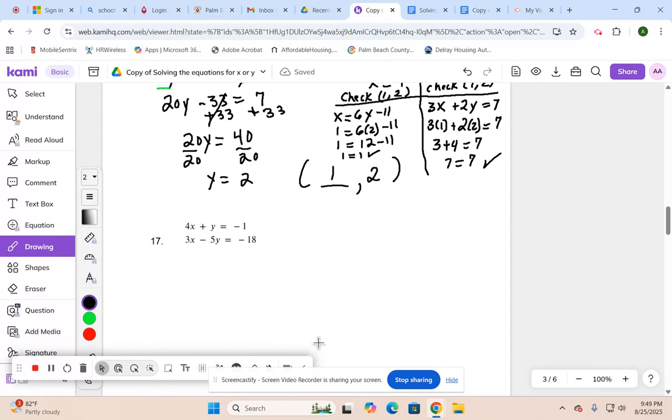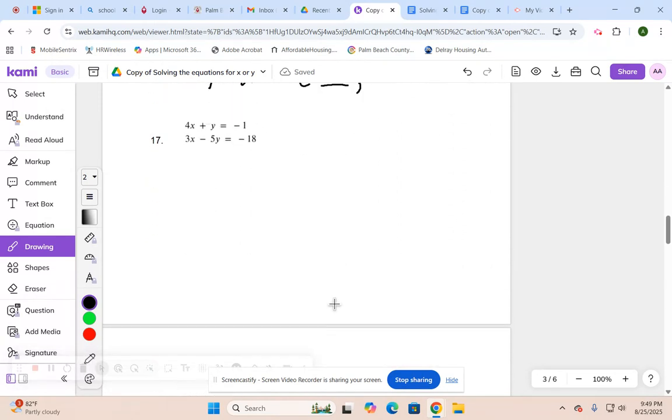Okay, let's look at number 17. Let's look at the next one. Again, if we're going to use substitution, one of these equations has to be solved in terms of x or in terms of y. And neither one of these has been solved in terms of x or y, but we can do it ourselves. Okay, so it appears like the top one is much easier to solve for y. If I just subtract 4x from both sides, I'll have y by itself. All right, so that's what we're going to do. So I'll copy it. 4x plus y equals -1. So I'm going to subtract 4x from both sides to solve for y.